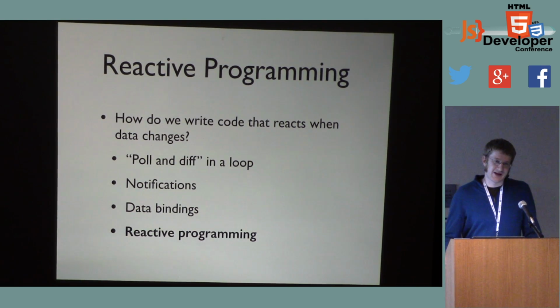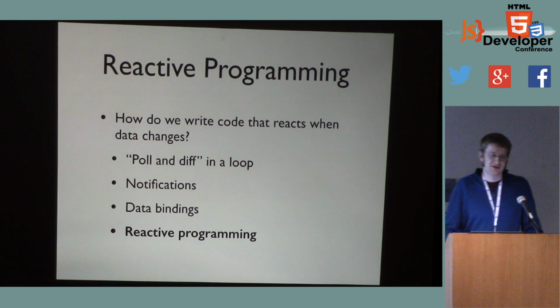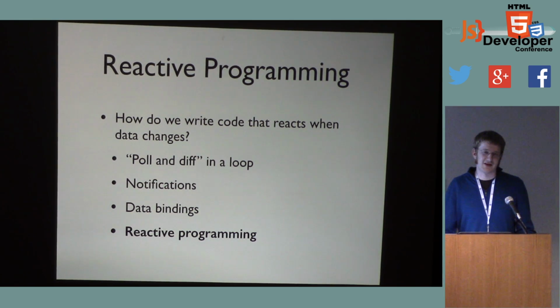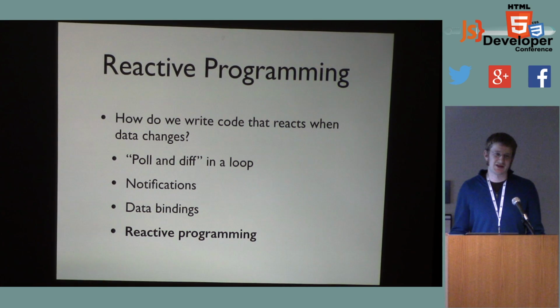It's basically thanks to reactive programming. The question is, how do we write code that reacts when data changes? There are different patterns for writing code that does something when data changes. You could poll and diff. You could say every 30 seconds, I'm going to check, see if something changed. Maybe diff the data just to make sure I don't do too many extra changes.